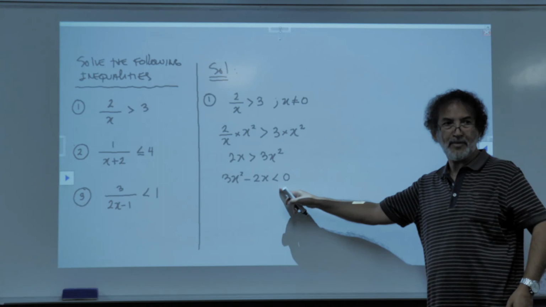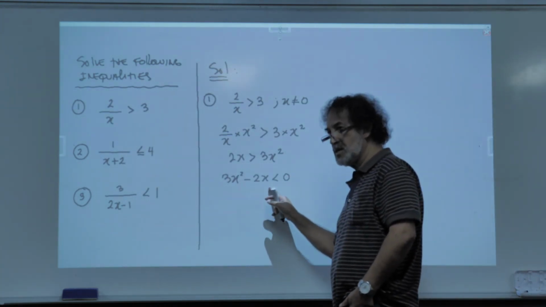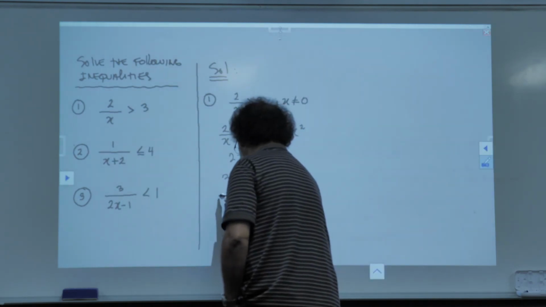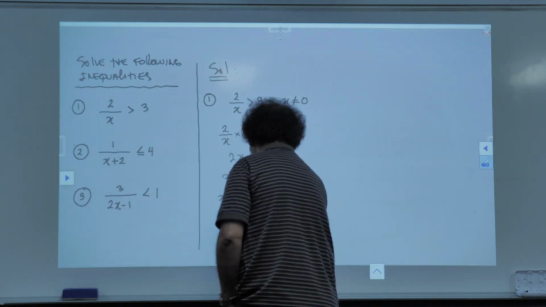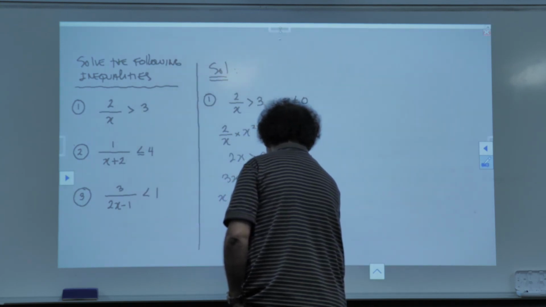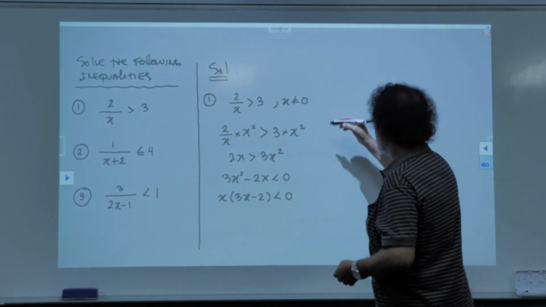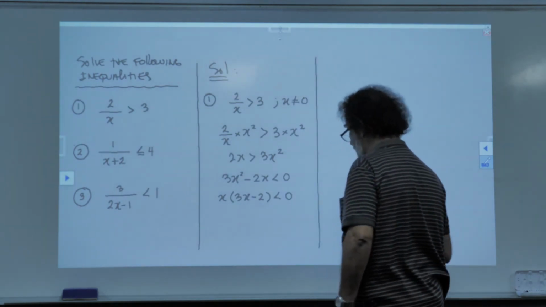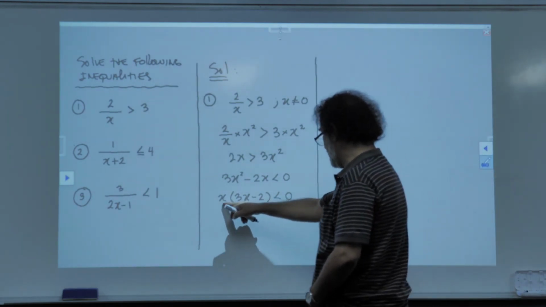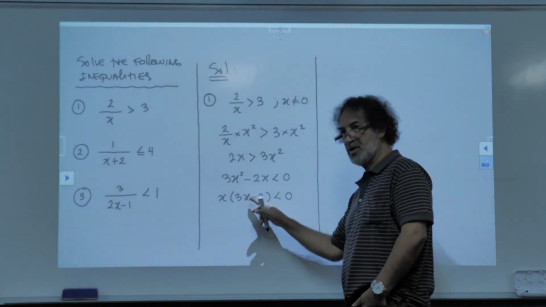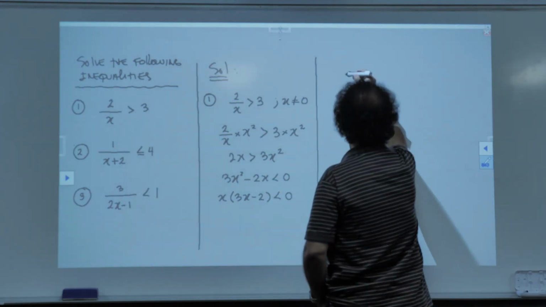Then we're going to take the common factor, which is x. So we have x times 3x minus 2 is less than 0. And then we're going to go straight to the number line. Can you see that now? It's just a matter of solving a quadratic inequality. So now we're going to do the number line.